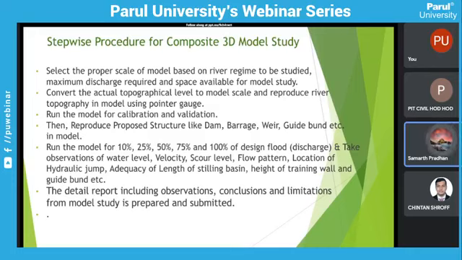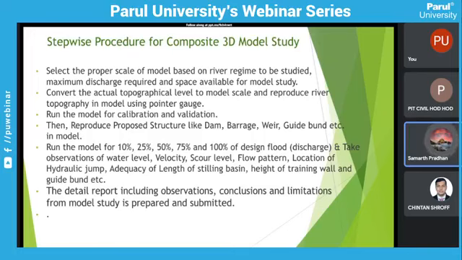The first step is to select the model. Then convert the actual topographical levels to model scale and reproduce the river topography in the model using a pointer gauge. This is the second step. Once we have finalized the tray size and fixed the scale, we convert the data. Whatever data we have collected, the topographical data we use first.